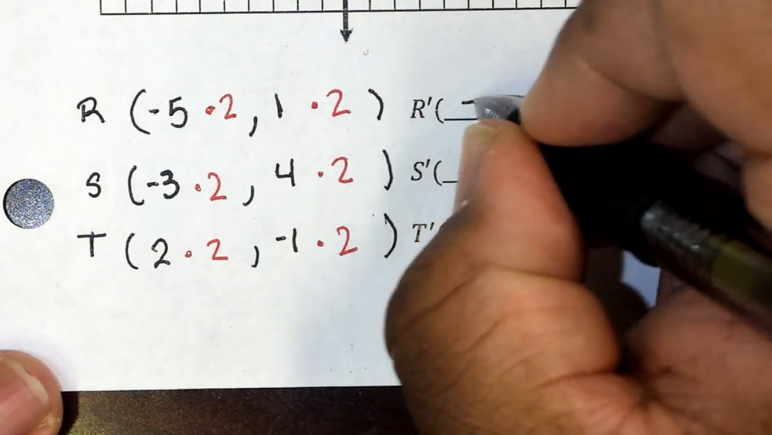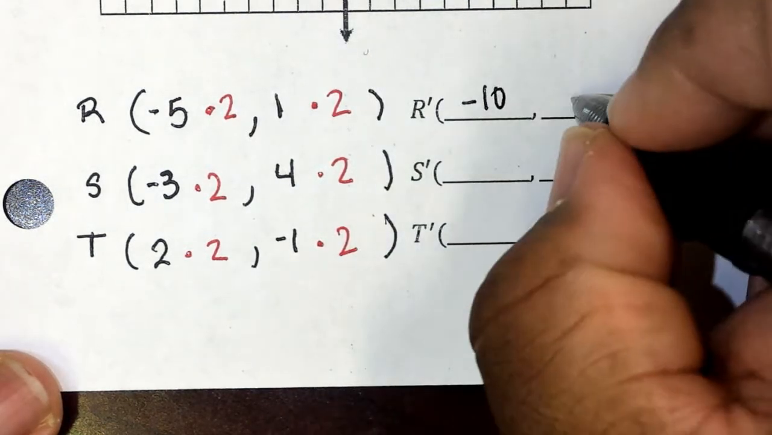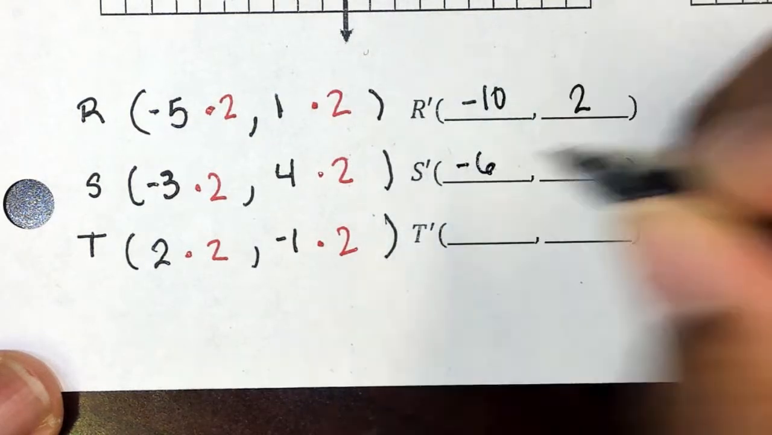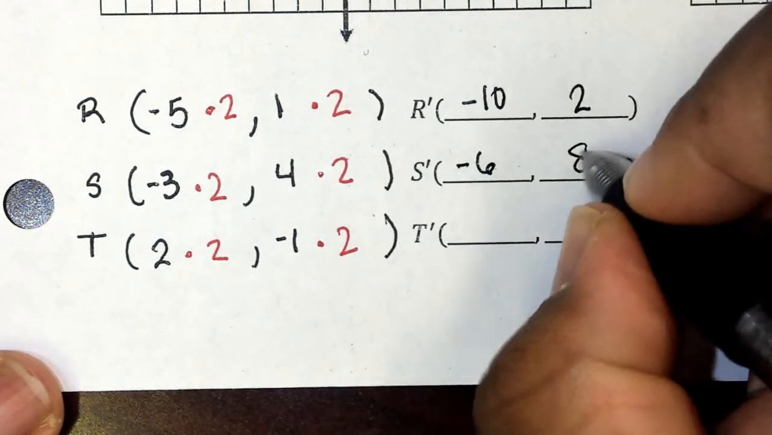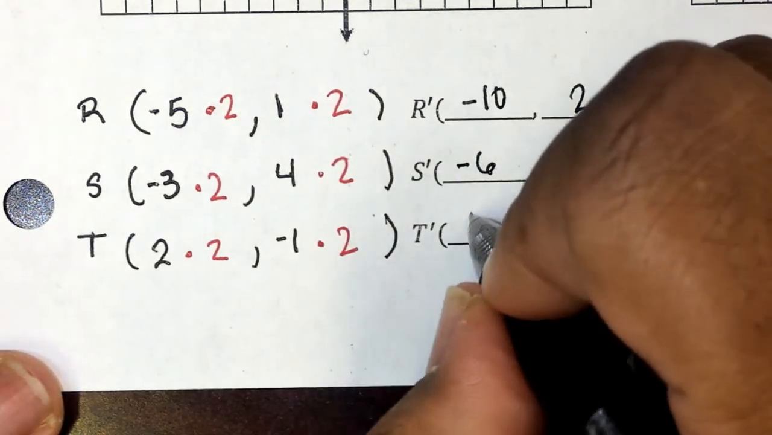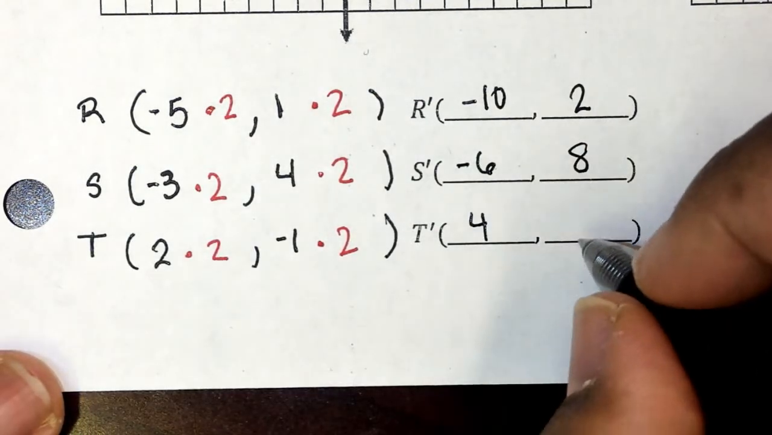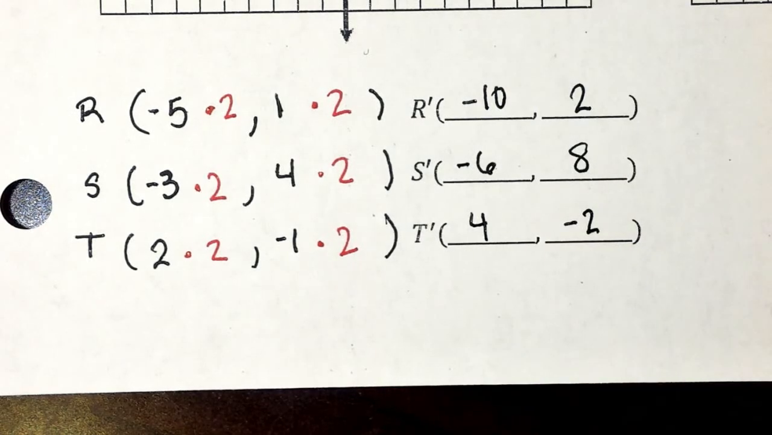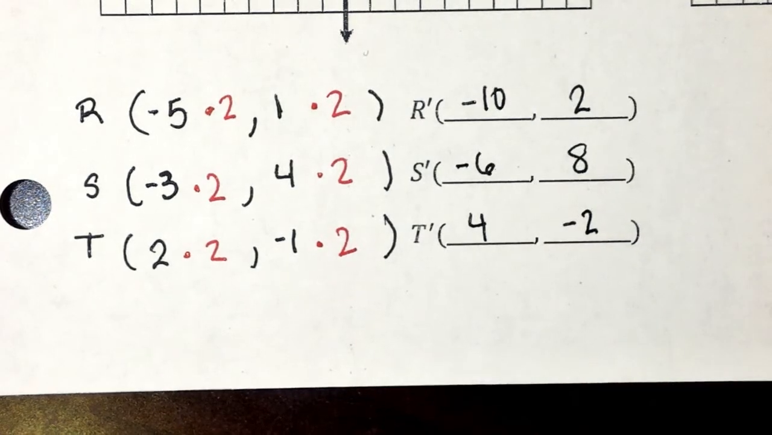-5 times 2, -10. 1 times 2 is 2. -3 times 2, -6. 4 times 2, 8. 2 times 2, 4. -1 times 2, -2. That is me doing a dilation. And then I graph.